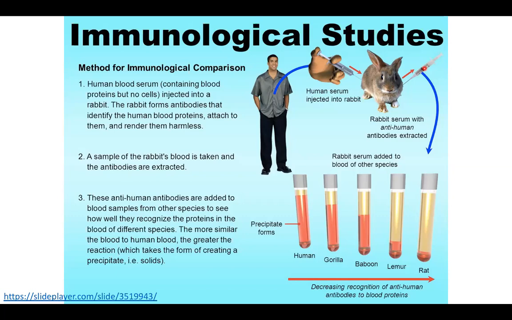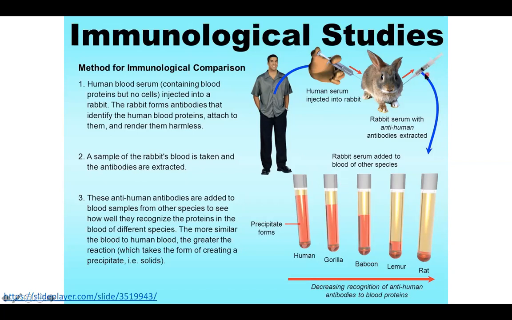Now, the rabbit has made human antibodies in its blood. So the rabbit has got human antibodies in its blood. If we add human antibodies to human blood, those antibodies will stick to the antigens in the human blood and they will precipitate out. Okay, they will stick because they are complementary to human antigens because they are human antibodies.